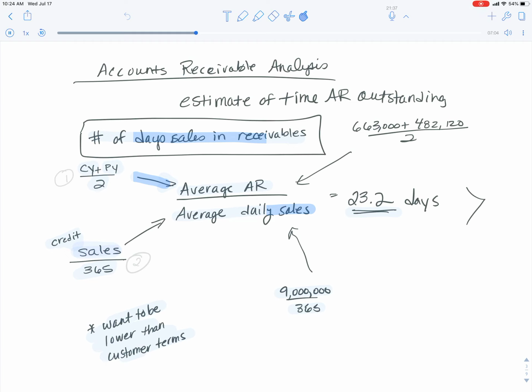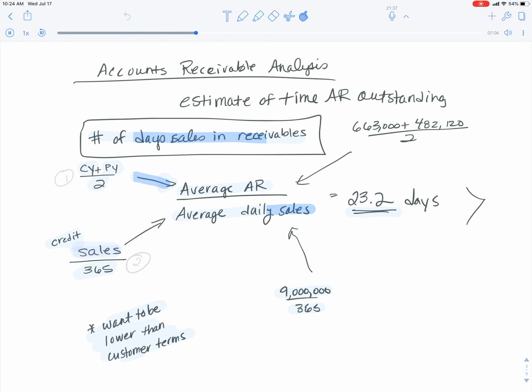The first thing you do is calculate average accounts receivable. To do that, you're going to take the current year accounts receivable, which in the financial statements I've given you is the year 2012, and then the prior year balance in accounts receivable, which is the year 2011, and divide that by 2. That's going to be your numerator of this formula.